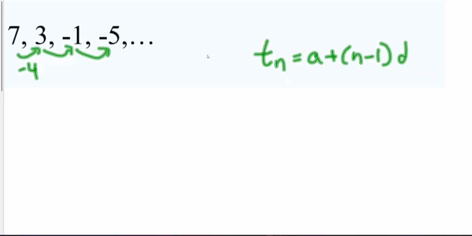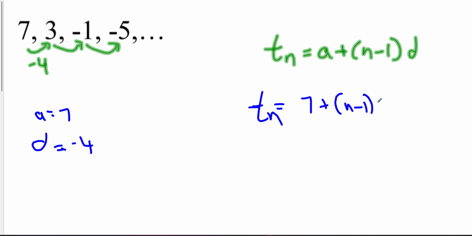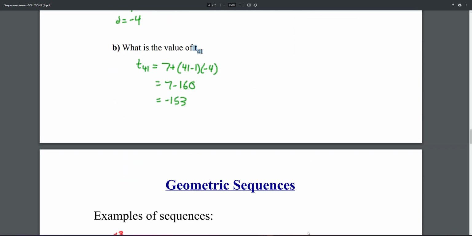So here we have another pattern. The first value, A value, is 7 in this pattern. My D value, if you see the pattern, is actually going down. So my D value is -4. So your equation now becomes Tn is equal to 7 plus n minus 1 times -4. And I can just keep it like that. That's not an issue. You can simplify if you want to. You don't have to.